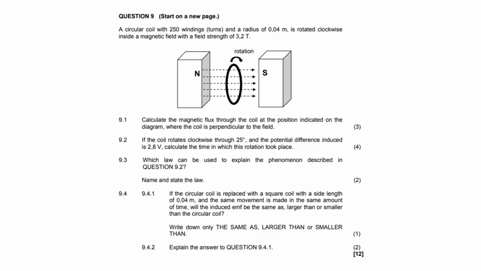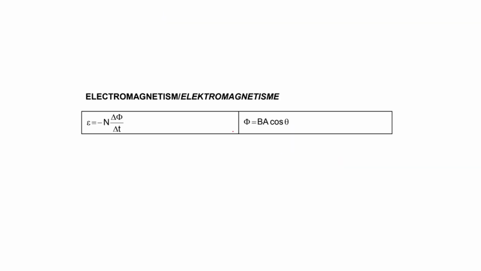Hi guys, let's take a look at this question where we have a circular coil with 250 windings and a radius of 0.04 meters, and it's rotating clockwise inside a magnetic field with a field strength of 3.2. 9.1. Calculate the magnetic flux through the coil at the position indicated on the diagram where the coil is perpendicular to the field. All right. Which formula would we then use?